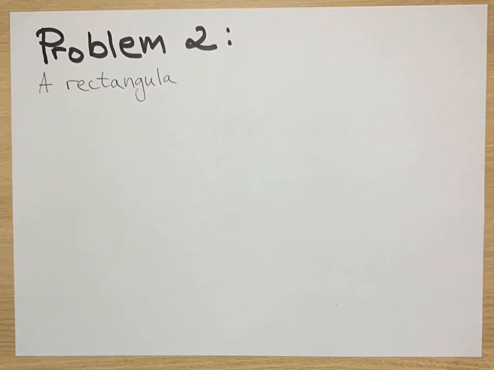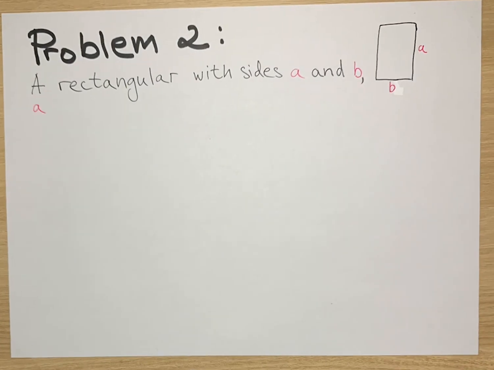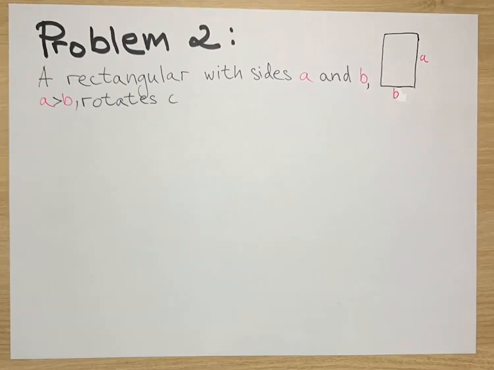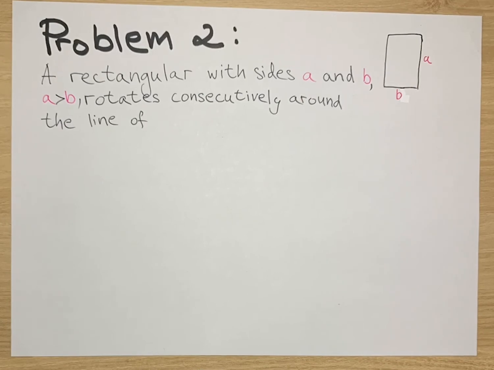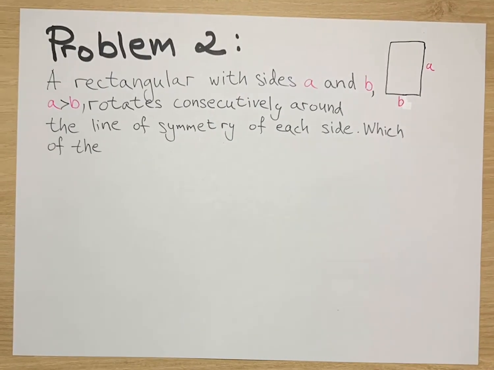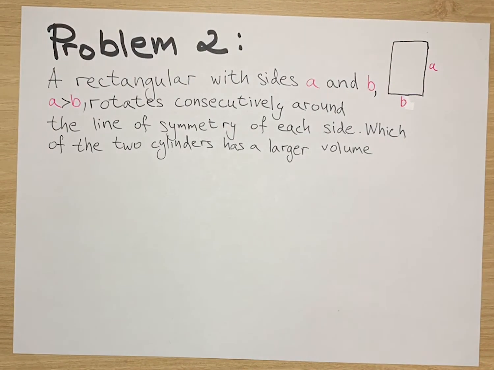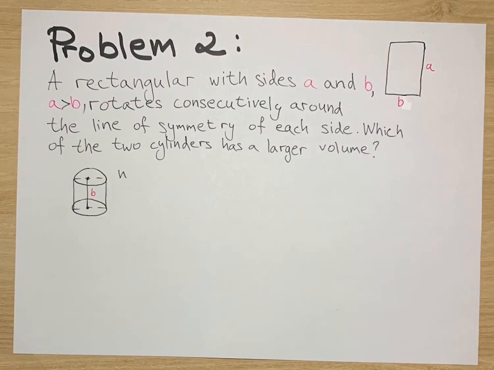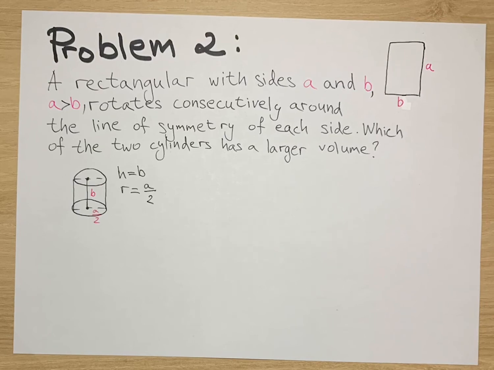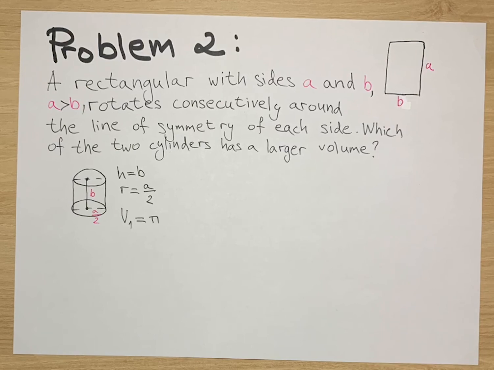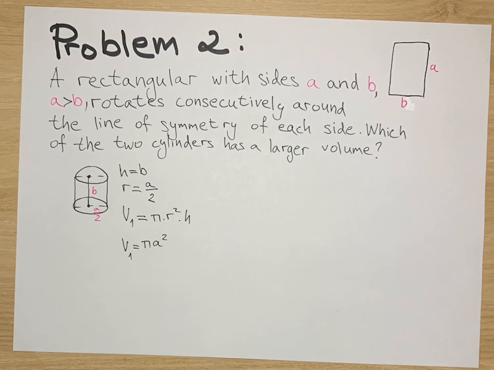A rectangle with sides a and b, where a is larger than b, rotates consecutively around the line of symmetry of each side. Which of the two cylinders has a larger volume? If the height of the cylinder is b, the radius of the base would be equal to a divided by 2. Therefore, the volume of the first cylinder, V1, equals pi times r squared times h, which equals pi times a squared times b divided by 4.